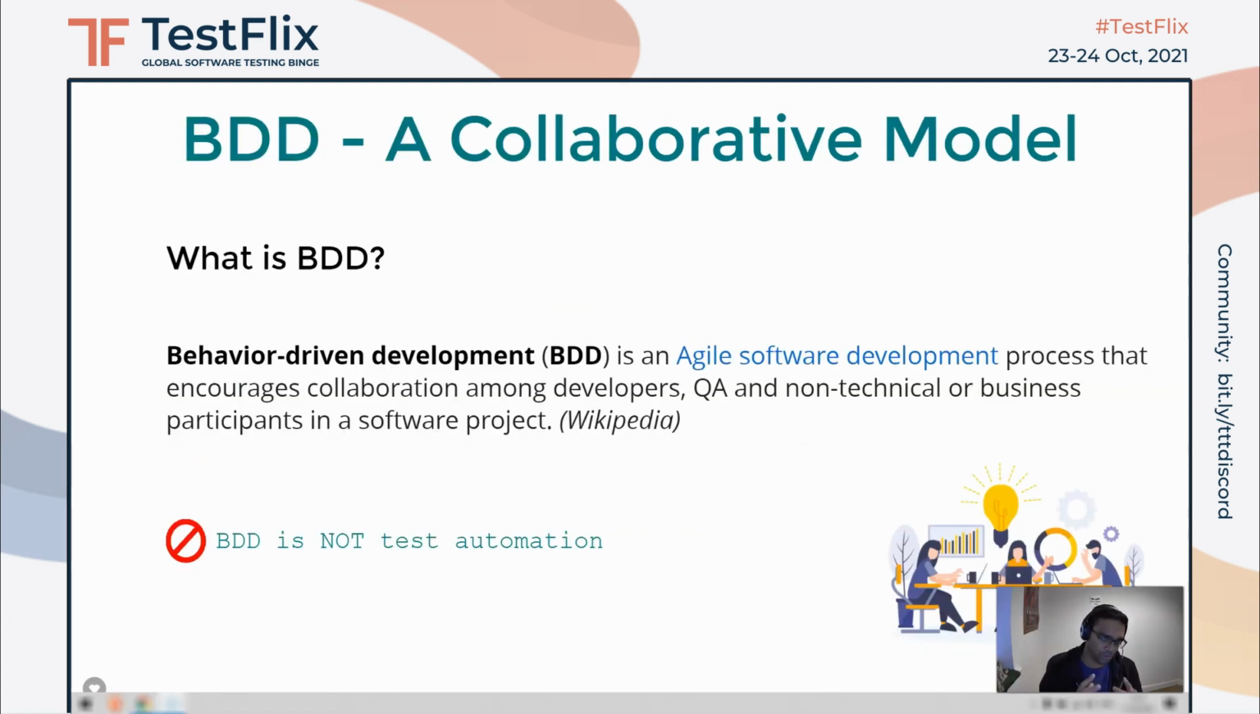Before we deep dive into the topic, let's first try to understand what is behavior-driven development. Behavior-driven development, or commonly called BDD, is an Agile software development process that encourages collaboration between different stakeholders like developers, testers, and non-technical people like business analysts or product owners who work together in that particular software project. When it comes to requirements gathering, all these different stakeholders will sit together and try to understand that particular requirement and come up with something called acceptance criteria.